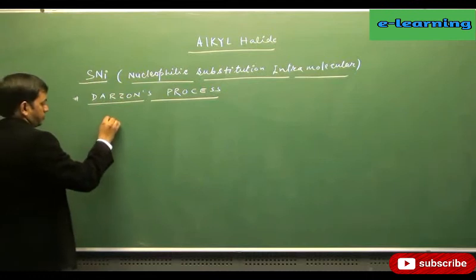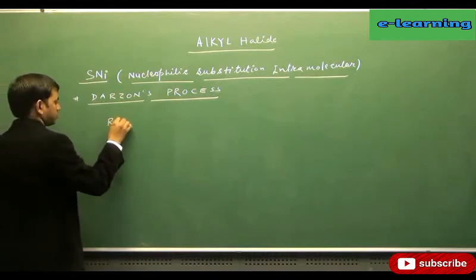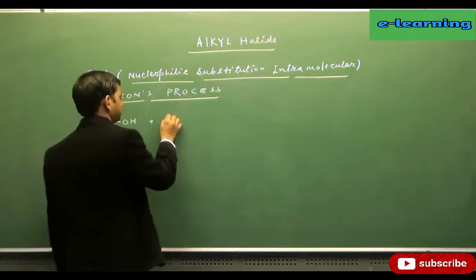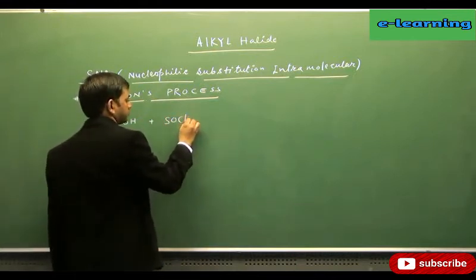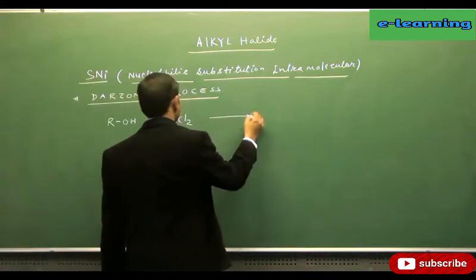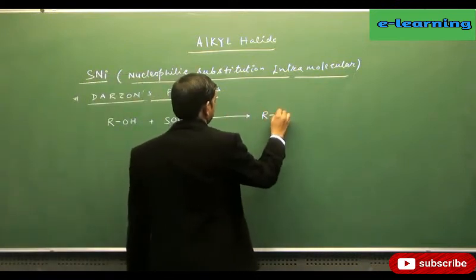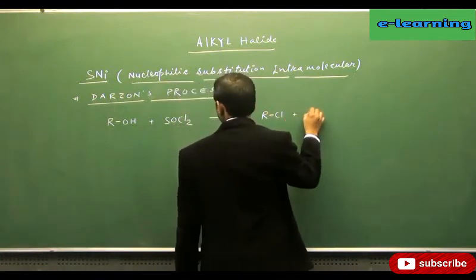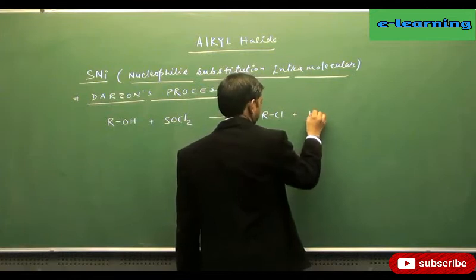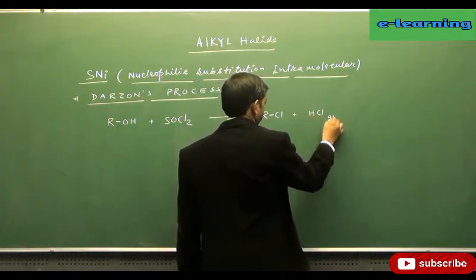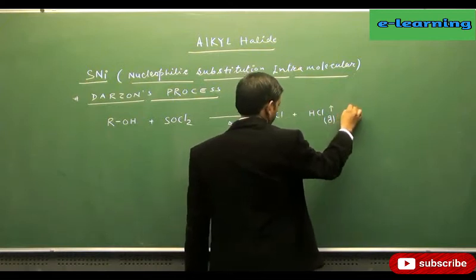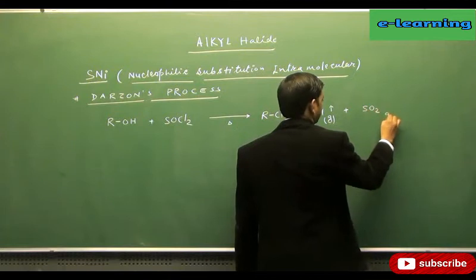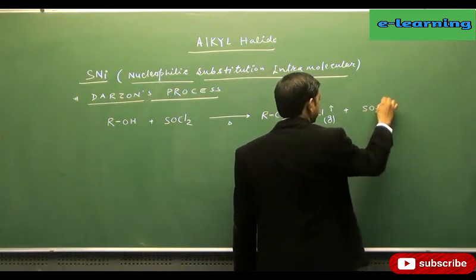This is the reaction of alcohol with SOCl2. It gives the product RCl plus HCl, which is gaseous in nature and escapes from the reaction mixture, and SO2, which also escapes from the reaction mixture due to its gaseous nature.